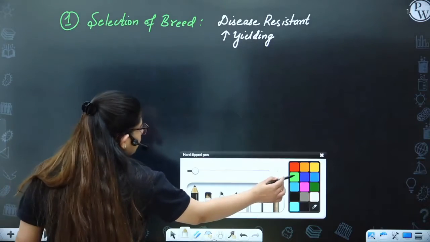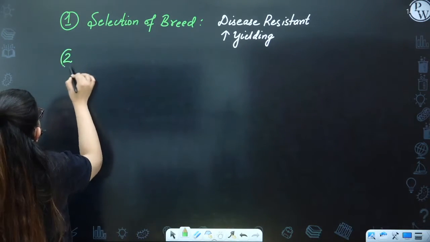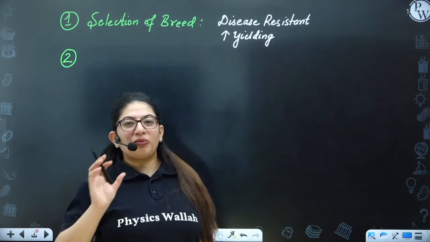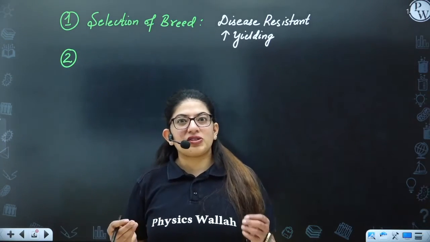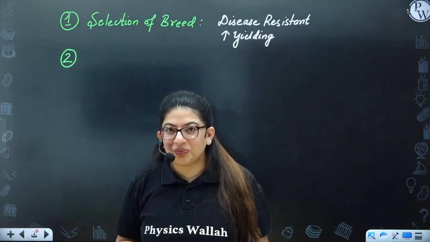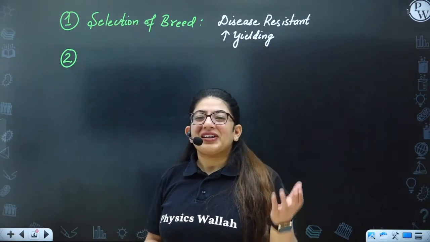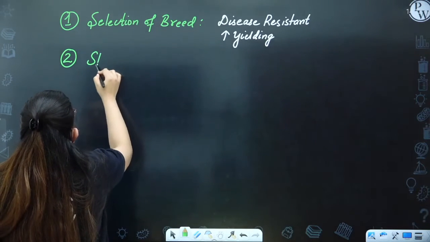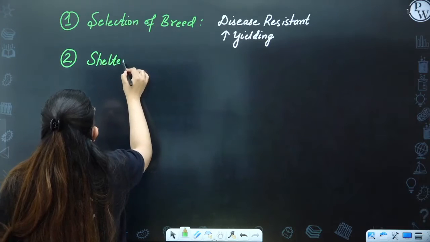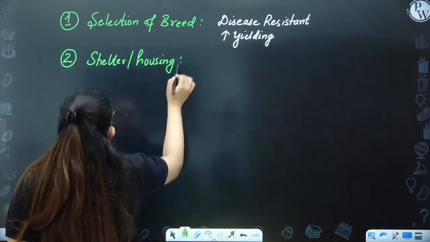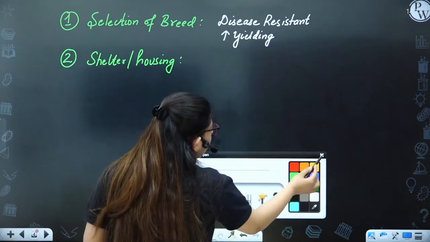Second thing, for example, you get to know this is the X breed, and now I'm going to the market to buy it. But once you have bought the cow or buffalo, where are you going to place it? In your bedroom? No, you cannot do it. So for that, you need proper shelter or housing. So what kind of shelter or housing should there be for the buffaloes and cows?